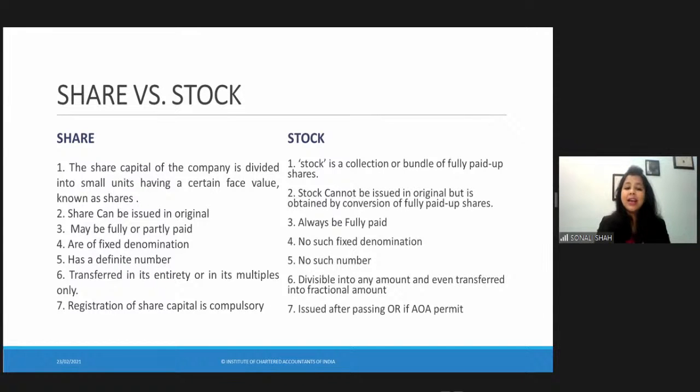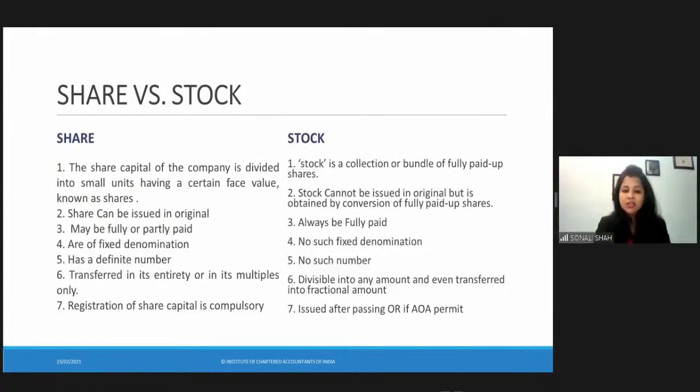So shares are as such issued in original, but stock can never be issued in original, right? And shares can be fully paid or they can be partly paid also, but stocks are always fully paid. The next important point is that there are a fixed denomination and a fixed number associated to a share. For stock, there are no such guidelines, right? And the shares as such are transferred in their entirety, right?